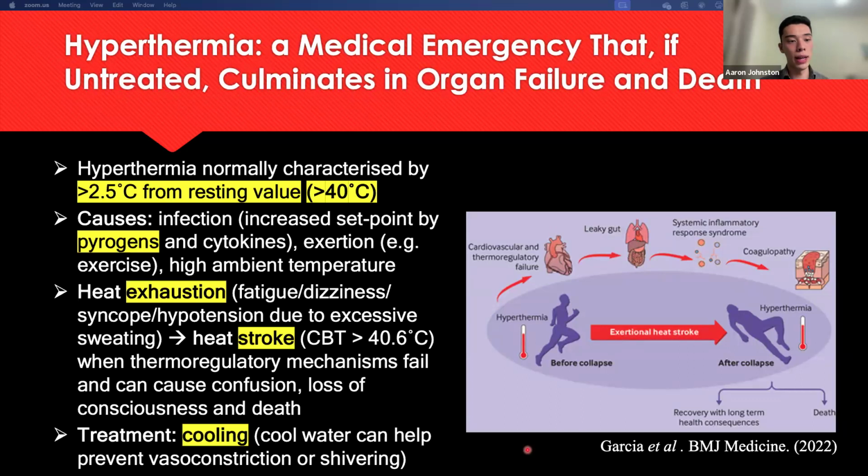And it's characterized by an increase of core body temperature of more than 2.5 degrees from the rest point, or more than 40 degrees. Causes include infection, exertion, so exercise, or just being exposed to high ambient temperatures. It progresses from heat exhaustion, characterized by fatigue, dizziness, fainting, and hypotension due to excessive sweating, so loss of that circulating volume. And it can progress to heat stroke when thermoregulatory mechanisms completely fail. This leads to confusion initially, then loss of consciousness, and ultimately death.